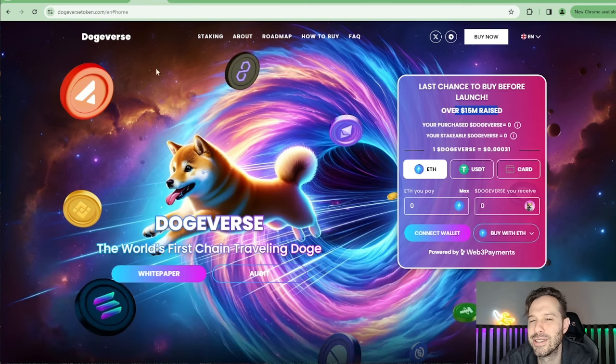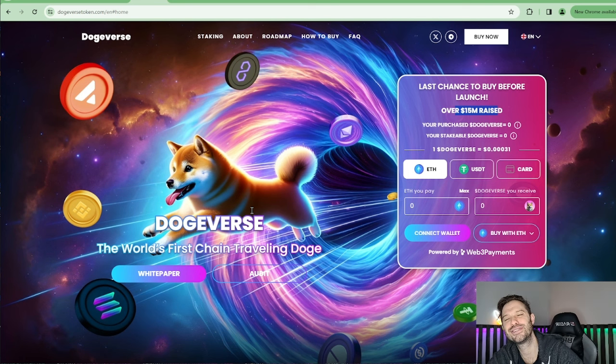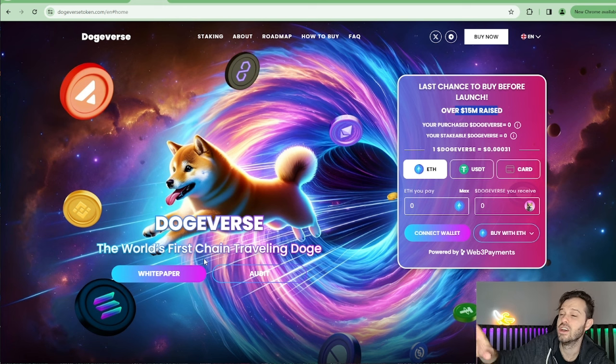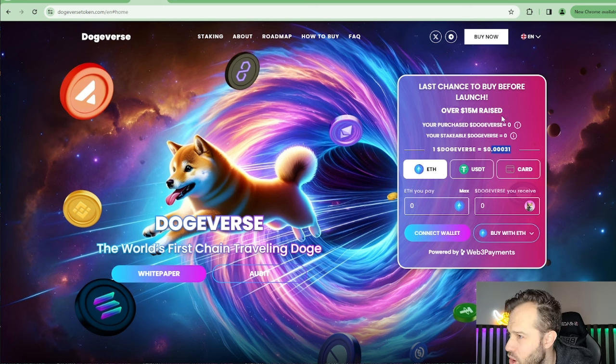But let's talk about Dogeverse, because oh my goodness, guys. Dogeverse is looking beautiful in its pre-sale stages. Dogeverse here, sitting at a price of 0.00031, already having sold over $15 million. The utility that this is going to bring to the meme coin sector is wild.